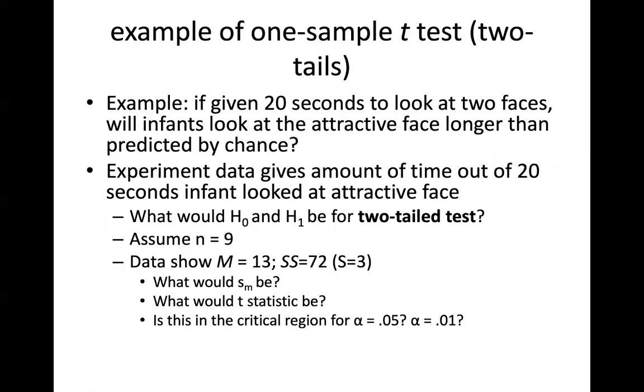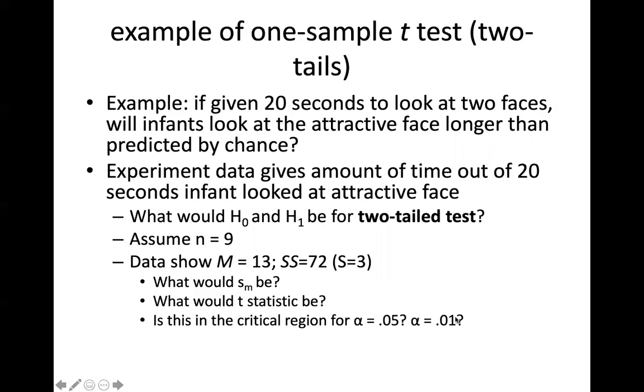So let's go back and reassess. I've showed you how we calculate the standard deviation. The sample standard deviation equals 3. The estimated standard error, I showed you how that equals 1. That's what this S sub M is, the estimated standard error. The t statistic that we calculated is 3. Now what we need to do is perform the actual hypothesis test. We need to determine, is that t that we calculated, 3, in the critical region?